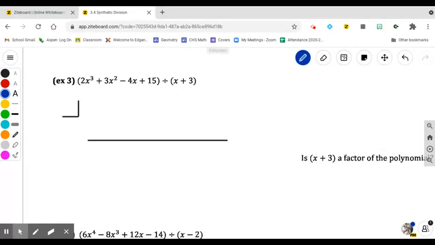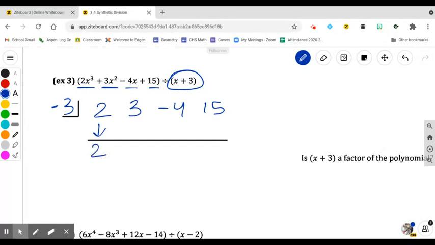Okay, so again, we take our coefficients, and this one isn't missing one. See how it goes 3, 2, 1, 0. So we have 2, 3, -4, 15. The number in the box is going to be -3 because you want to take that opposite sign. Okay, so let's drop down the 2. And now let's multiply. -3 times 2 is -6. And then we add. 3 plus -6 is -3. We multiply. -3 times -3 is 9. Now we add. -4 plus 9 is 5.